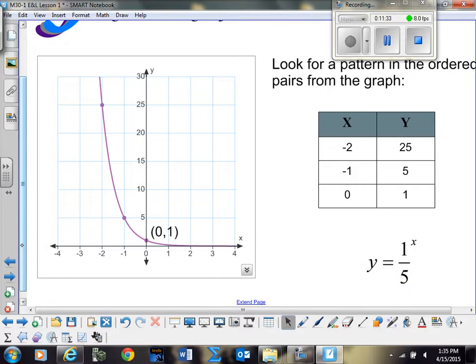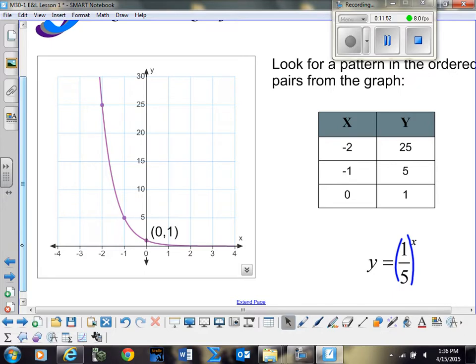Y equals (1/5) to the power of x. Now I don't like the way this is written because it looks like 1 is raised to the power of x, not 1/5. So if we have a fraction as our base, it needs to be in brackets to indicate the whole fraction is raised to the power of x.